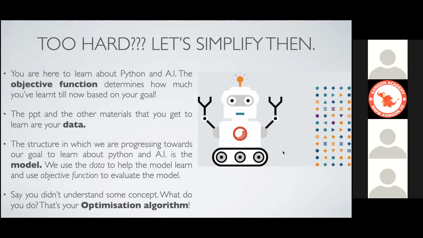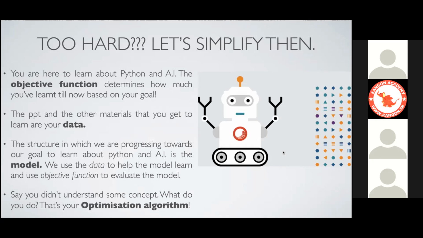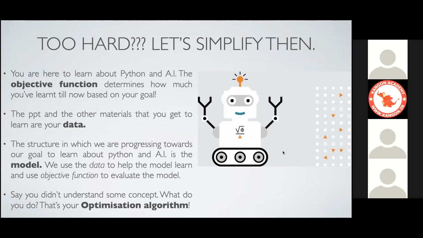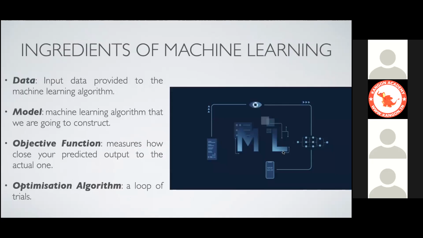So if you didn't understand some concepts, what will you do? You will try to learn more about it. You will try to explore further on that part of concepts, right? Or you might ask me the question, or you can just search the question on the internet and try to find it out on your own. So that is what optimization algorithm kind of is. Okay, so this is completely metaphorical, by the way. I'm not saying that this is the actual objective function, this is the data. The definitions are here.